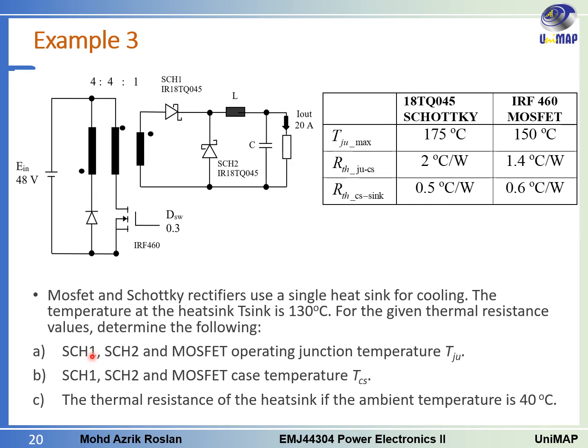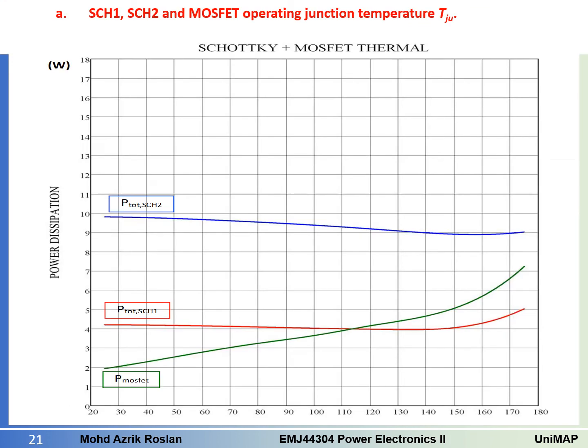So now we have to find the Schottky 1, Schottky 2 and MOSFET operating junction temperature, and then we have to find the case temperature, and finally the thermal resistance of the heat sink if the ambient temperature is 40 degrees C. Okay, so we will look at the steps to solve all these 3 questions. The heat sink temperature is already given, which is 130 degrees C.